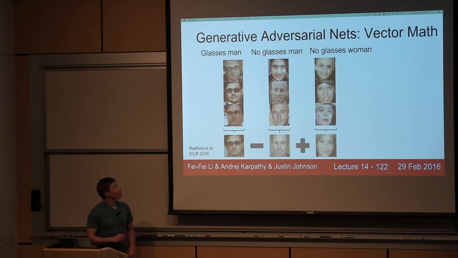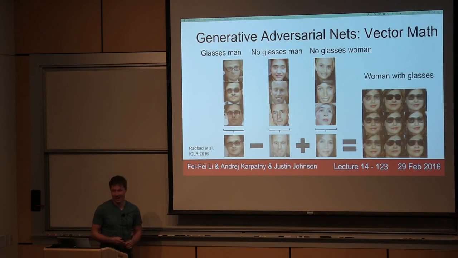We can do another experiment. We can take a man with glasses, subtract a man without glasses, and add a woman without glasses. Sorry, this is confusing stuff. So then what would this little equation give us? Look at that. So that's pretty crazy.